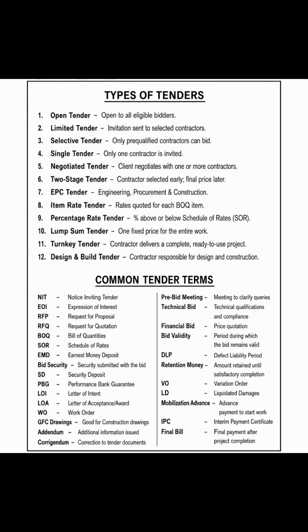Then we have your LOA, that is your letter of acceptance or award. So for your letter of acceptance, maybe you've been given the award letter, so you have to write your letter of acceptance showing that you've accepted the said contract. Then we have the WO, that is the work order.